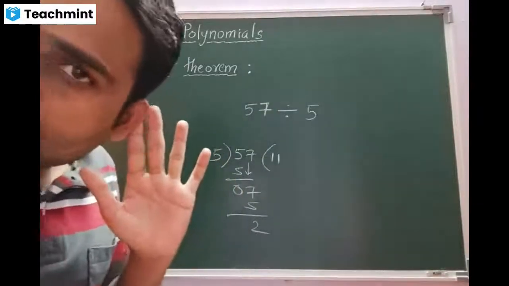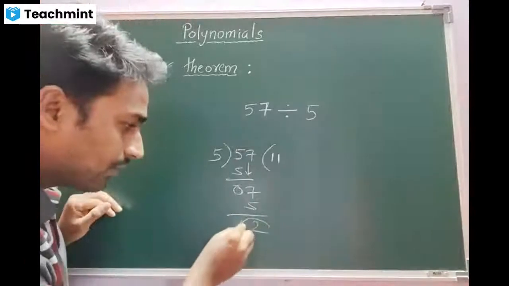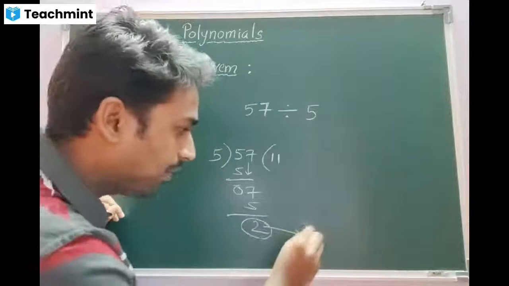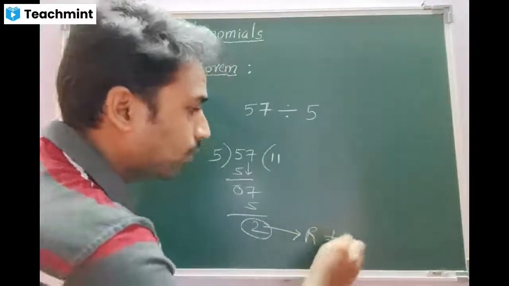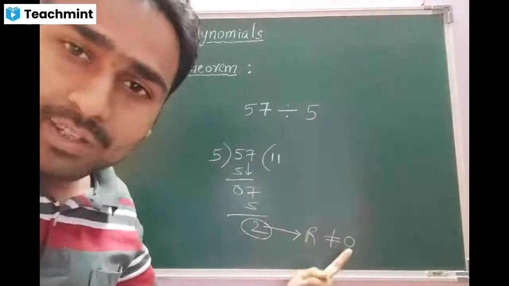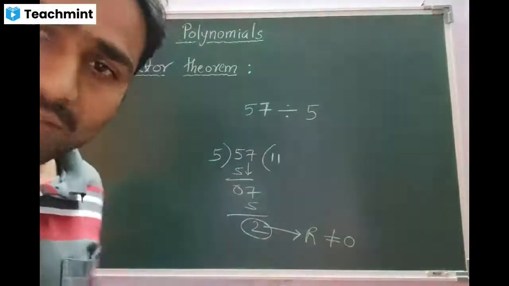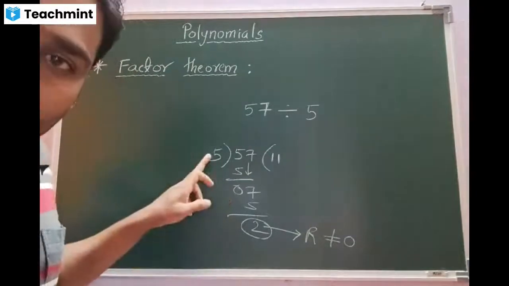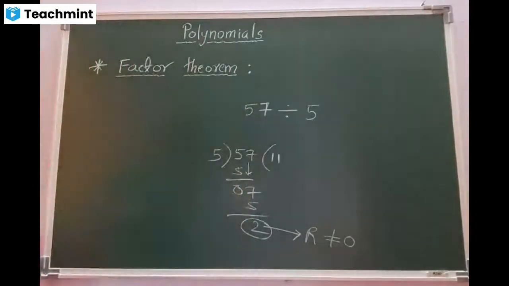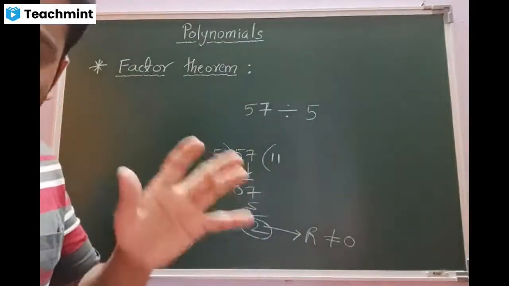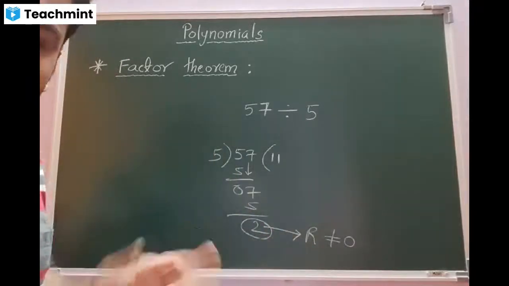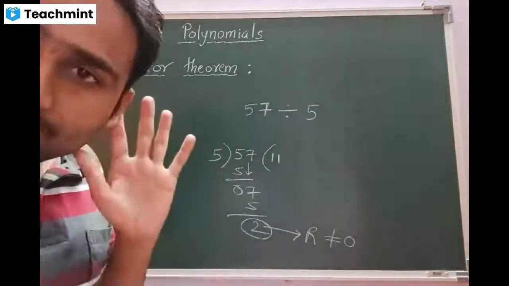Look at the final answer. The remainder is 2, beta, which is not equal to 0. Correct? If the remainder is not 0, some number other than 0, we call 5 not a factor of 57. Is it correct? I repeat, if the remainder is not 0, 5 is not a factor of 57. Is that clear? Yes, sir.